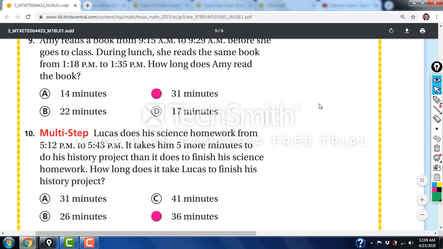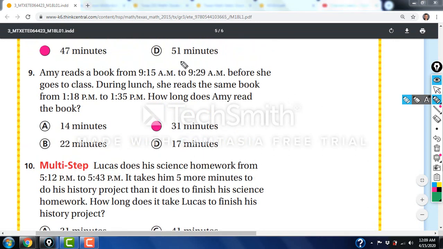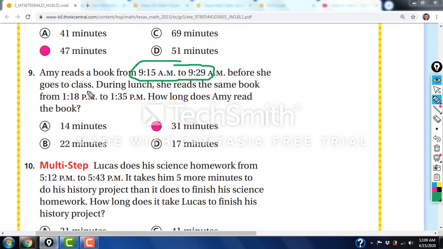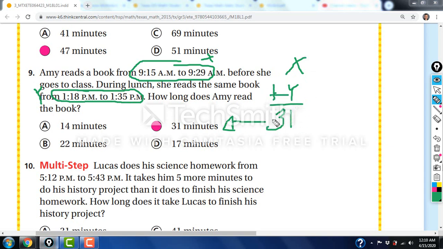So Amy reads books from 9:15 a.m. to 9:29 a.m. So that's one elapsed time. Before she goes to class, during lunch, she reads the same book from 1:18 to 1:35 p.m. So what you do, you get the elapsed time from this one. We'll call this one X. We'll call this one Y. You get the elapsed time from this one, that gives you X. You get the elapsed time from subtracting 1:18 from 1:35, that gives you Y. You add those two together and it gives you 31. That's your answer here. So that's how you figure that out. Subtract the 9:15 from 9:29, gives you X. Subtract the 1:18 from 1:35, that gives you Y. You add those two together and that gives you 31.